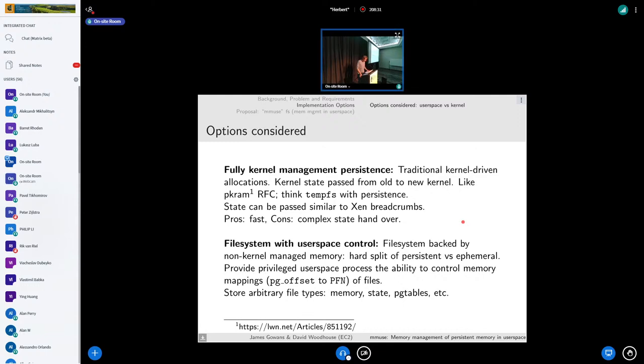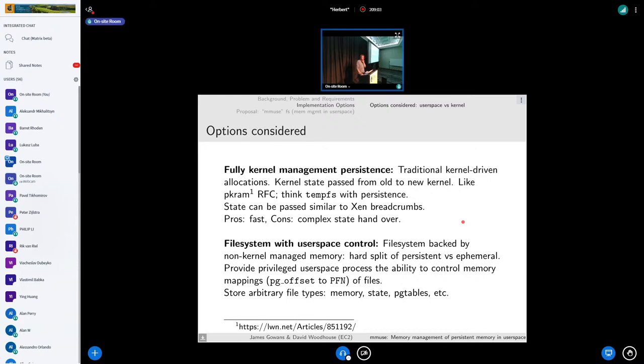Okay, so we're suggesting a file system type approach here where user space would be able to program all of the necessary mappings and configuration and all that sort of thing into this file system from user space through ioctls and that sort of thing. And we could store arbitrary types of data in here. We could store some files for guest memory, some for some KVM state, some for page tables, all that kind of thing.